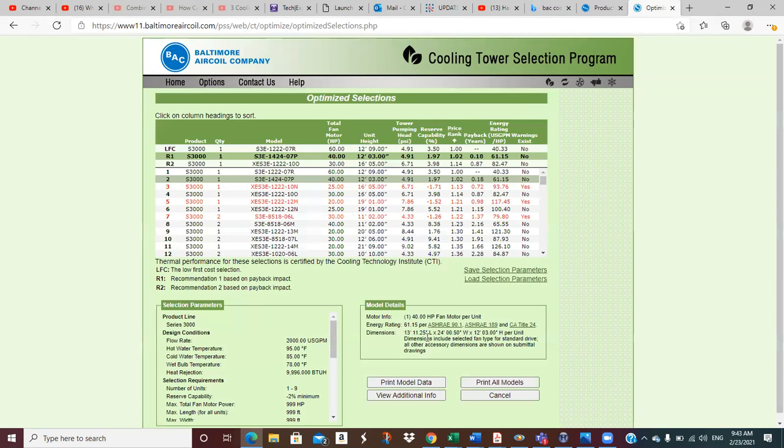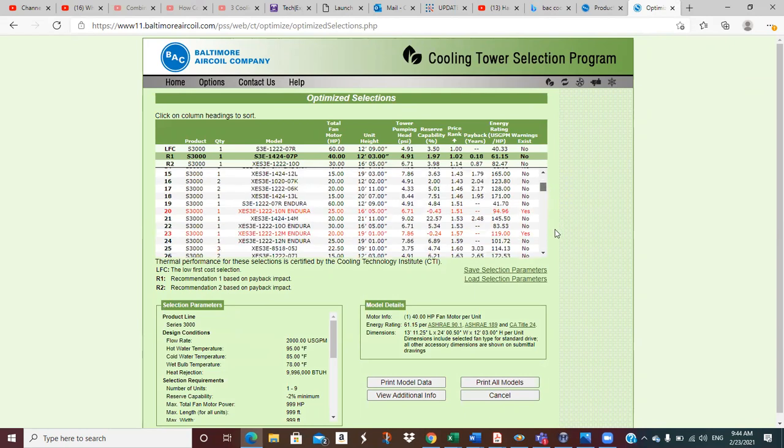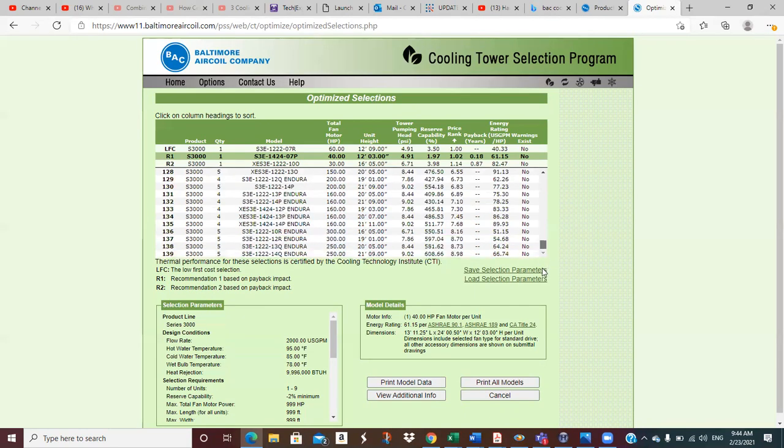Okay, and so how many? My goodness. Look at all of these cooling towers. I'm not sure if these are their recommended models. I'm not sure exactly what that is, they put 3 of them up here, but then the entire list is down here. So you can see we've got 139 potential cooling towers.